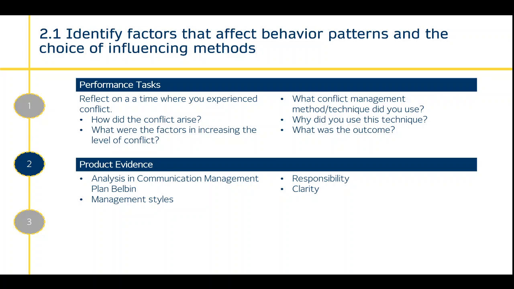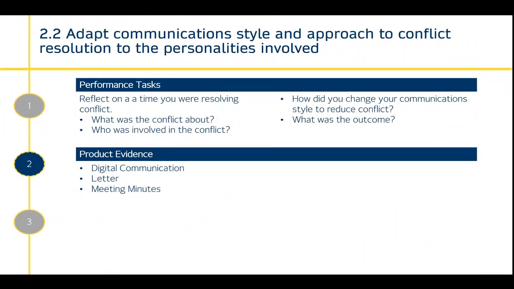It could also include responsibility or clarity. So people are clear, and there's clear documentation about what people are responsible for, and tasks that are clear, what needs done. That will help to reduce conflict. So anything documenting that can be included as product evidence.